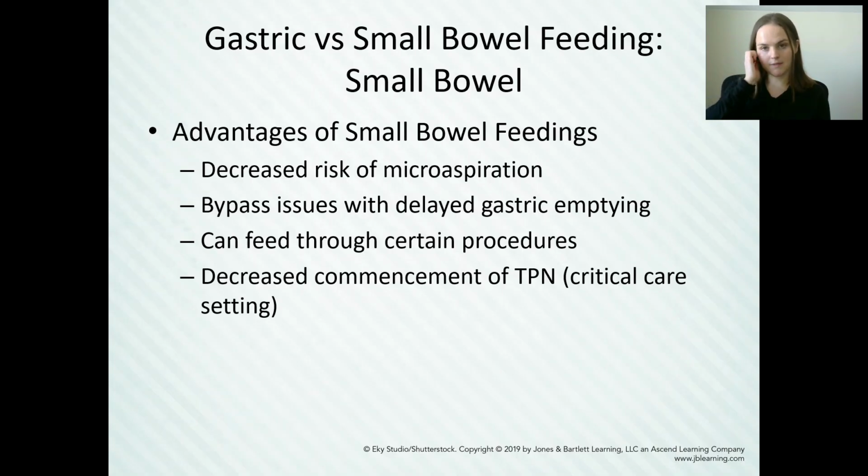When we're looking at advantages of small bowel feeding, there's decreased risk of aspiration. It's less likely for the contents of the stomach to go back up through the esophagus and cause aspiration. You also would bypass issues with delayed gastric emptying, and some physicians or surgeons will also allow the feeding tube to run during procedures if it's a small intestine placement. Really depends. And then one thing that the research really shows is that the use of small bowel feeding tubes has really decreased the use of inappropriate TPN.